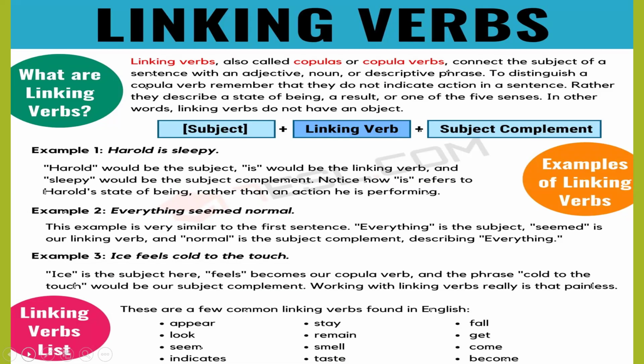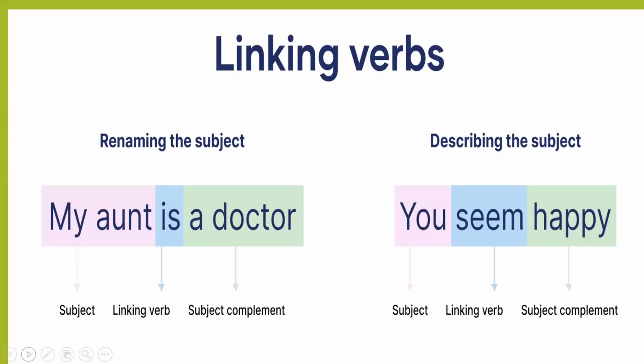Third example, ice feels cold to the touch. Ice is the subject here, feels is a linking verb, and the phrase cold to the touch is the complement. So working with linking verbs is a little bit easy and a little bit difficult as well. There are a few common linking verbs found in English: appear, look, seem, indicate, stay, remain, smell, taste, fall, get, come, become. We will learn more about linking verbs in the next video.